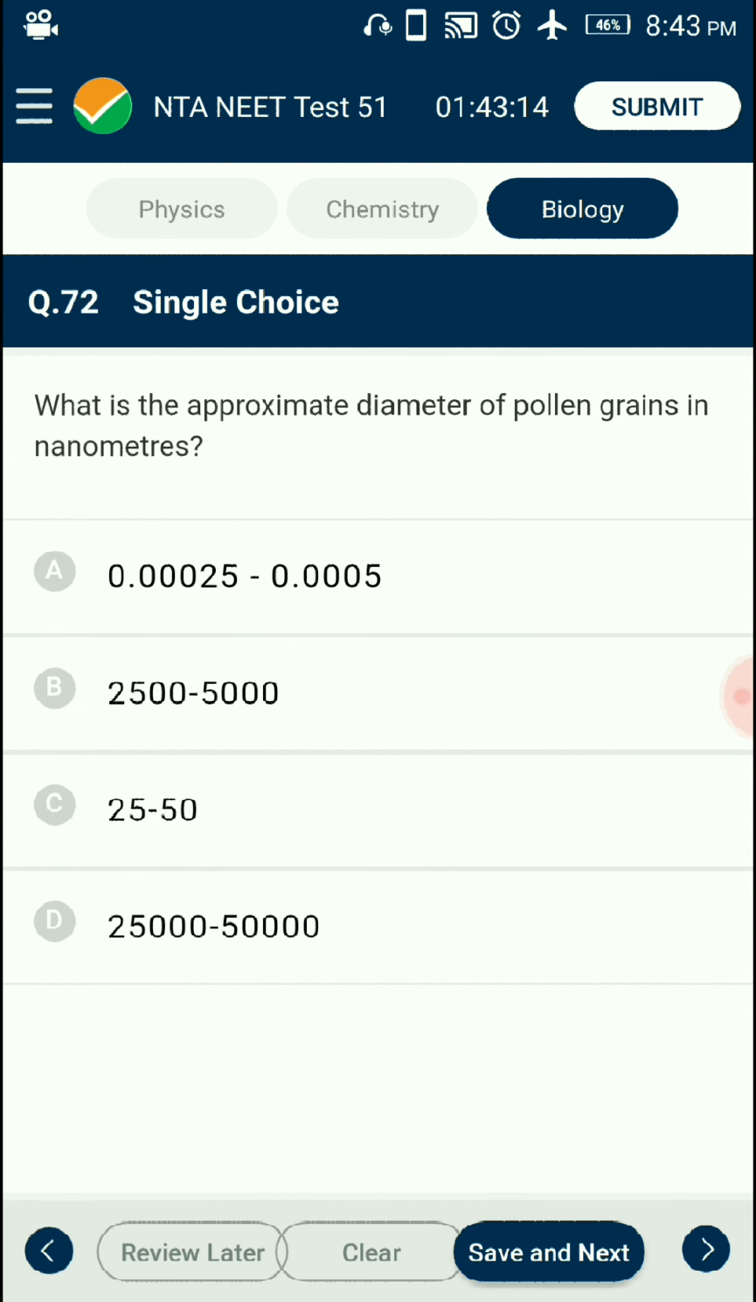Question number 72. What is the approximate diameter of pollen grain in nanometers? Pollen grain represents the male gametophyte with two layers. The outer one is exine and the inner layer is called intine. The exine is made up of sporopollenin.